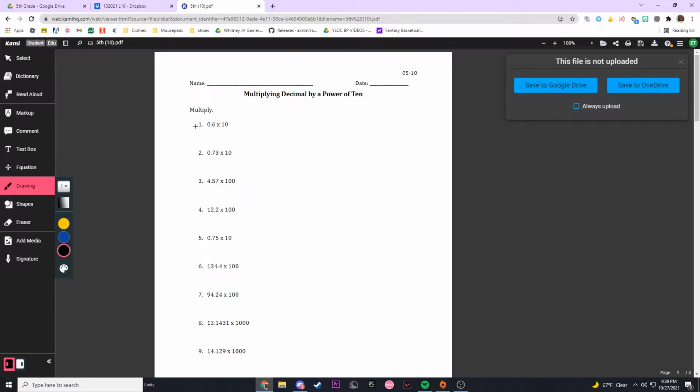So for number 1, we have 0.6 times 10. When we're multiplying by a power of 10, we can just look at how many zeros the number has. So for this one, 10 has 1 zero. So what we're going to do is write the number 0.6 since it's the number that's being multiplied. And since the number 10 has 1 zero, we're just going to move the decimal to the right one time. So now that the decimal is here, we get an answer of 6.